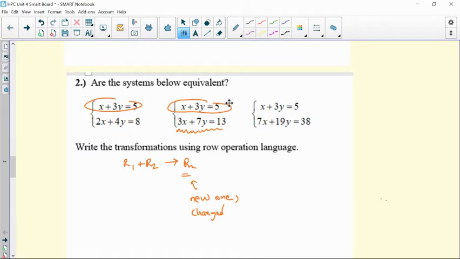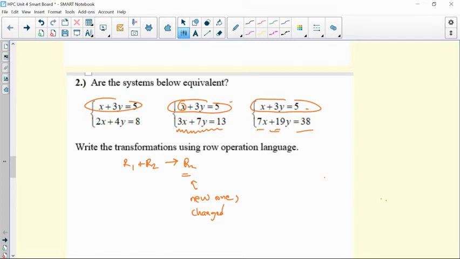Okay, now going from here to this one over, again, row 1 is the same, but now look at this. There's a 7x, a 19y, and a 38. And so if I think about, how am I going to get this? Well, let's see. Thinking about a linear combination, if I multiply this x by 4 and add it to 3, I get 7. If I multiply 3 by 4 to get 12 and add to 7, I get 19. And if I multiply this 5 by 4 to get 20 and add it to 13, I get 33.